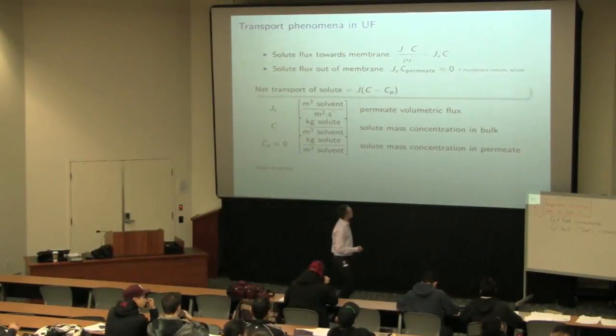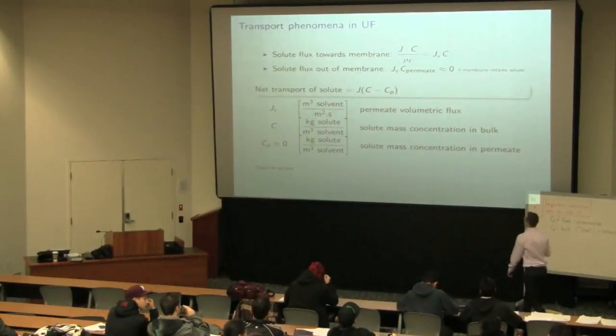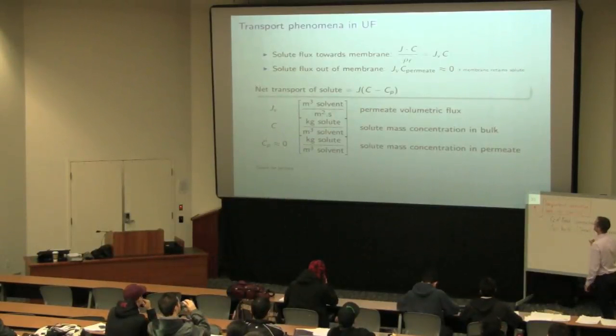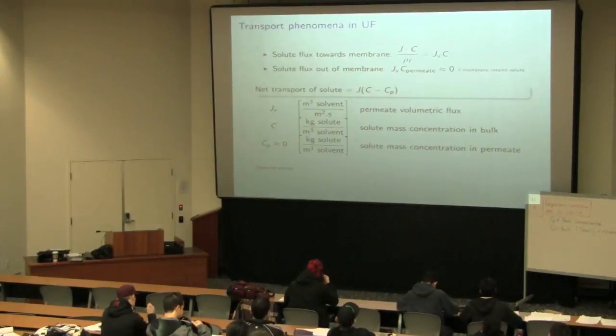Then we have also the rate of the solids leaving the membrane. So we'll call that J subscript P times the concentration in the permeate. And because the concentration in the permeate is essentially zero, it's a good assumption to say that this membrane retains all the solute. That C permeate is zero, so the product of those two terms is zero.